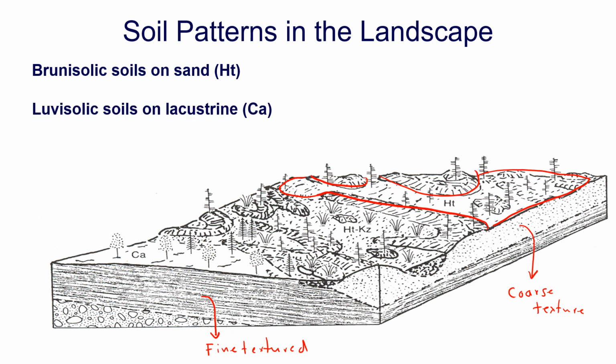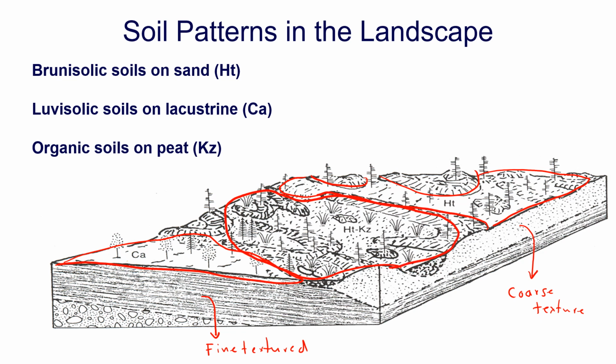Versus we have luvisolic soils on this lacustrine material, which is CA, and we can sort of delineate that over here. And then we might have a mixture down in this depressed area of organic soils on peat, and that's down here in this sort of depressed area. We have these different HT and a mixture of brunisols and organic soils down here in this lower area. So this is basically soil mapping.